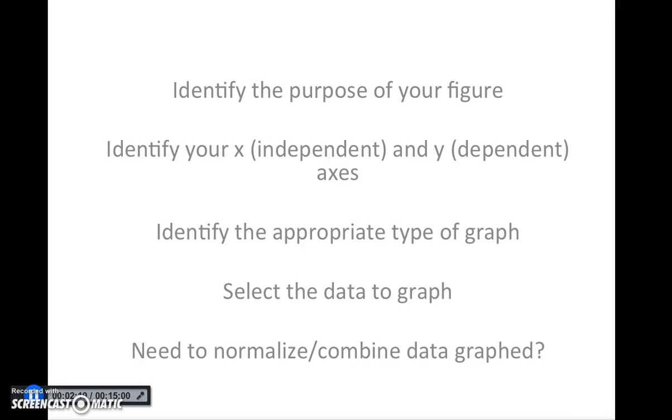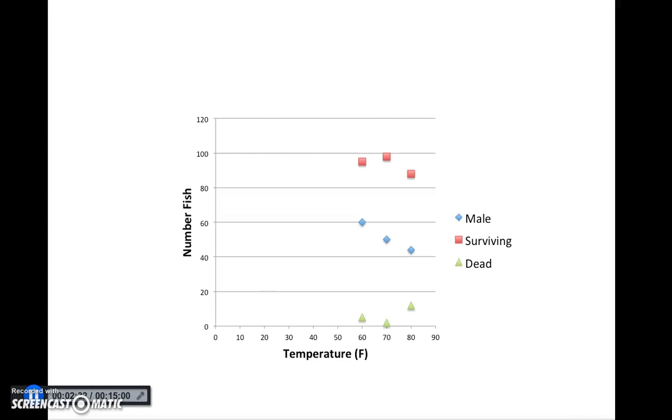All right, so I've gone through steps 1 through 3 and made my choices. Steps 4 and 5 are the more difficult options. So let's take a look at my graph after I've just gone through steps 1 through 3 and graphed everything. Here I've got temperature on my x-axis, number of fish on the y-axis, and I've graphed all of my data, male, surviving, and dead. And I've done it as a scatter plot.